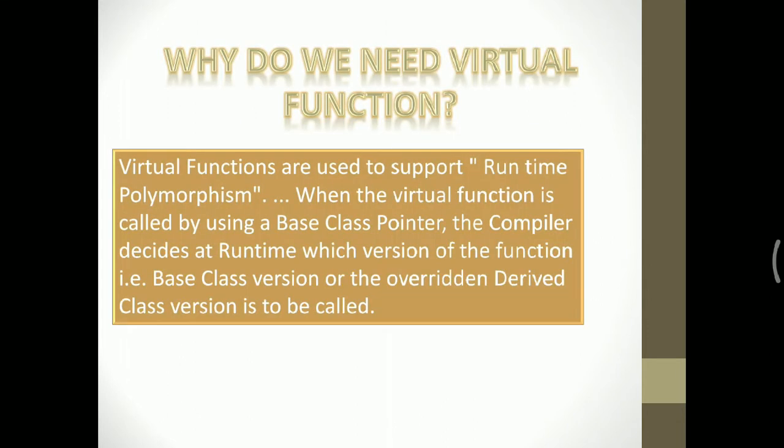Okay, we have now studied the virtual function, but why do we need virtual functions? Virtual functions are used to support runtime polymorphism. When the virtual function is called by using a base class pointer, the compiler decides at runtime which version of the function, that is the base class version or the overridden derived class version, is to be called.